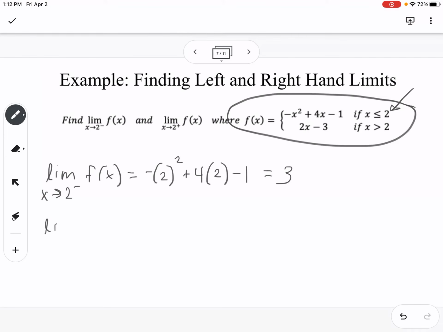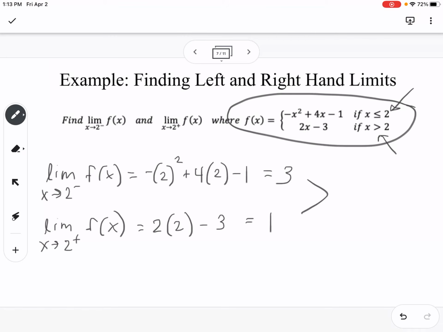Okay, then we're going to find the right-hand limit. The right-hand limit would be where x values are bigger than 2. So for that, we're going to use the bottom part of the piecewise function. So this would be 2 times 2 minus 3, which is 1.